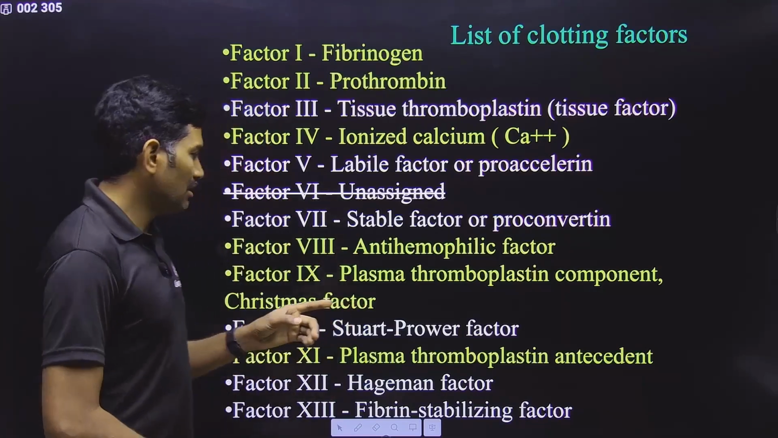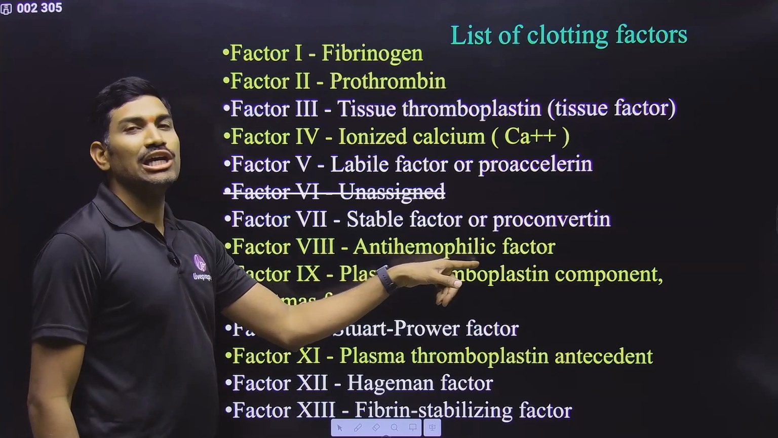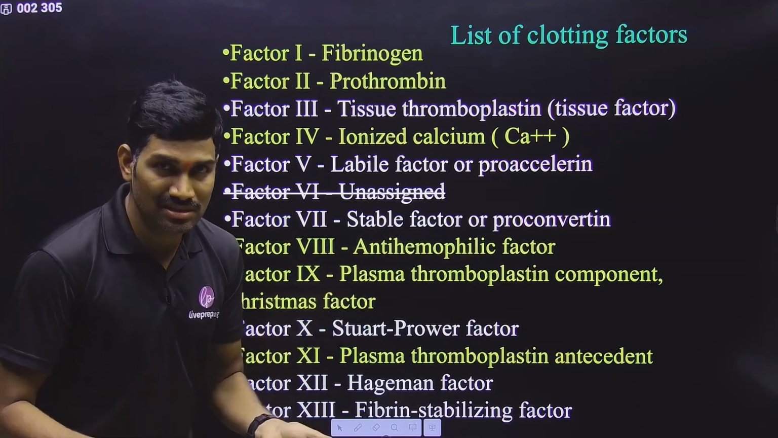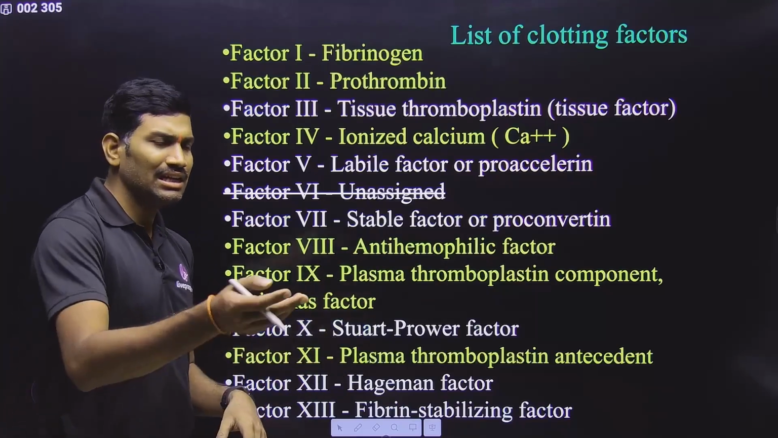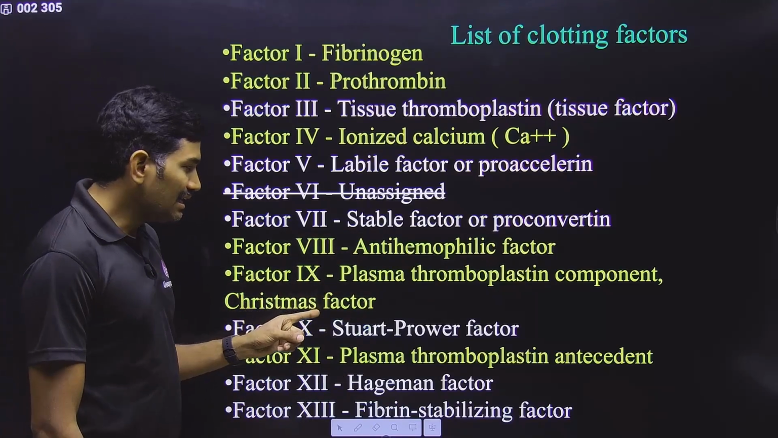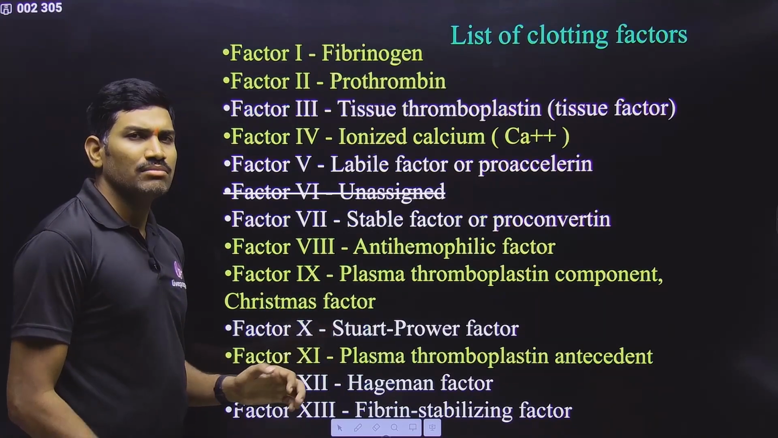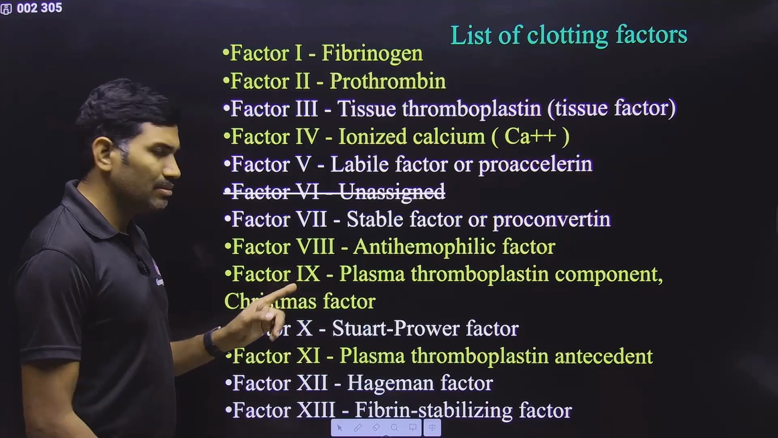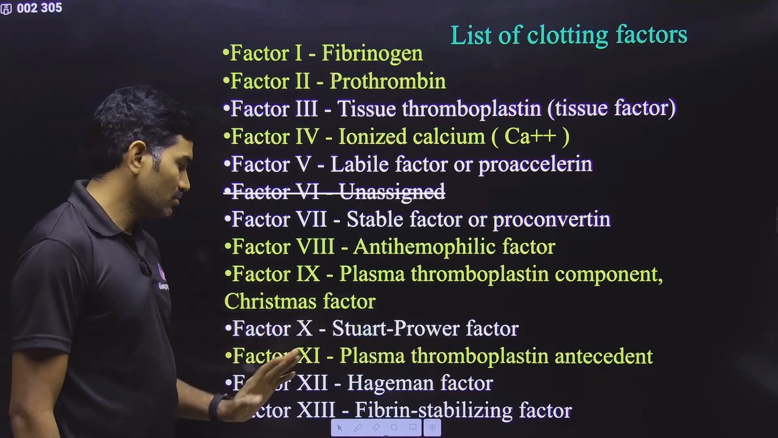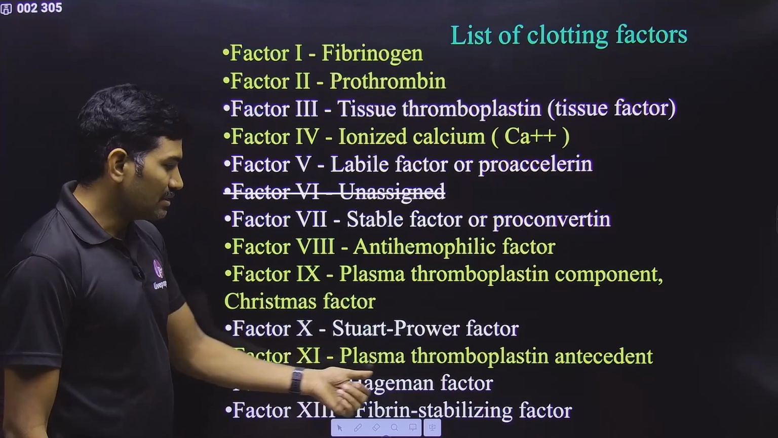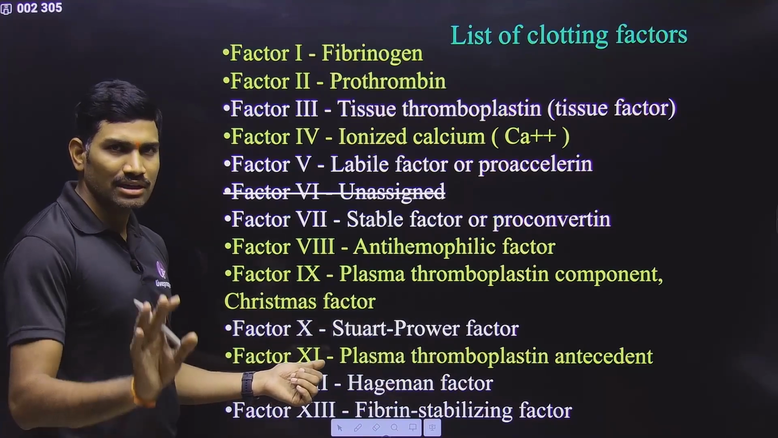So one sentence I will tell you about 8, 9 and 11. Please remember this. What is factor 8? Anti-hemophilic factor. Hemophilia is the disease, and this is the anti-hemophilic factor, so it prevents hemophilia. That I will tell you separately. Factor 9 is plasma thromboplastin component. It is also called Christmas factor, but you don't need to remember the name, just remember factor 9 is related with hemophilia. And factor 10, Stuart-Prower factor. No need to remember, leave it. Factor 11, plasma thromboplastin antecedent. Name is not required, but simply try to remember the number.